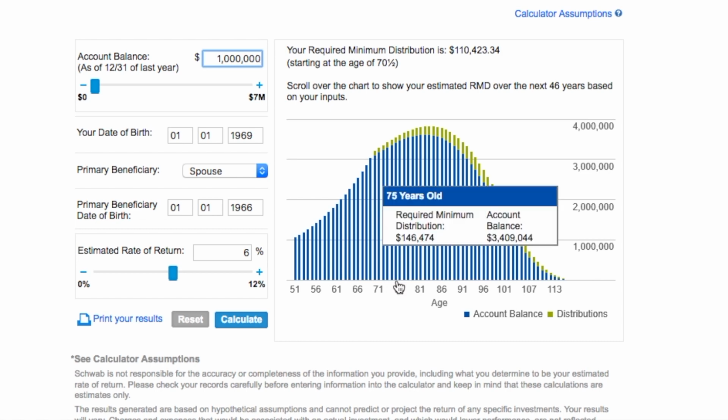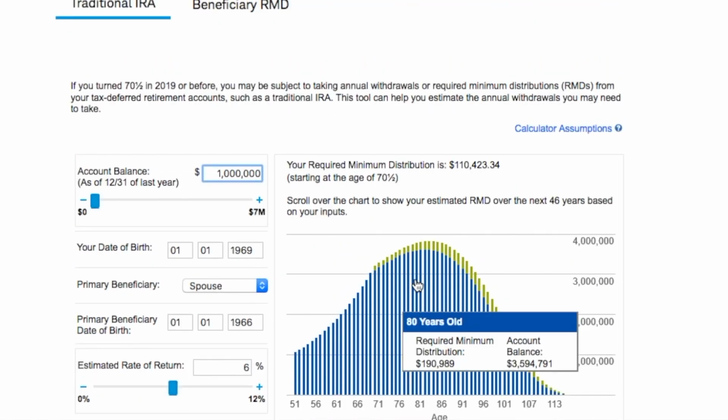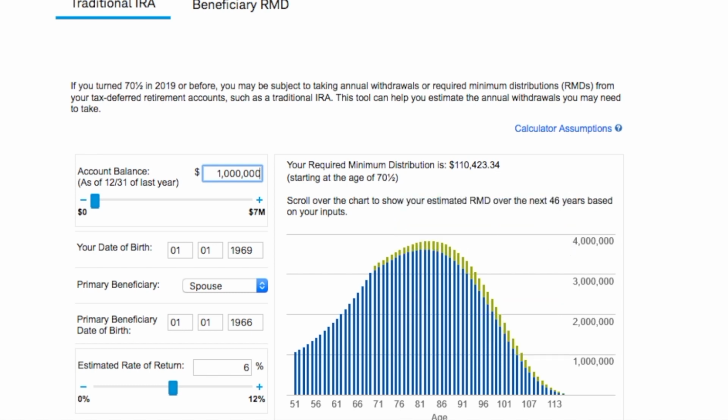Let's see, at 75, we're talking about $146,000. At 80, it's up to $191,000 that you would have to take out that year. And you see that the balance is still $3.5 million, which is a good problem to have if you're planning on leaving it to your heirs, you guys. But you can see that you may not need $191,000 in additional income to be taxed, but you have to take it.